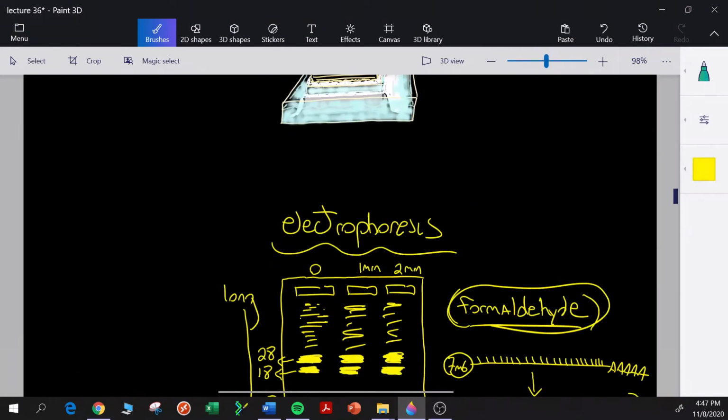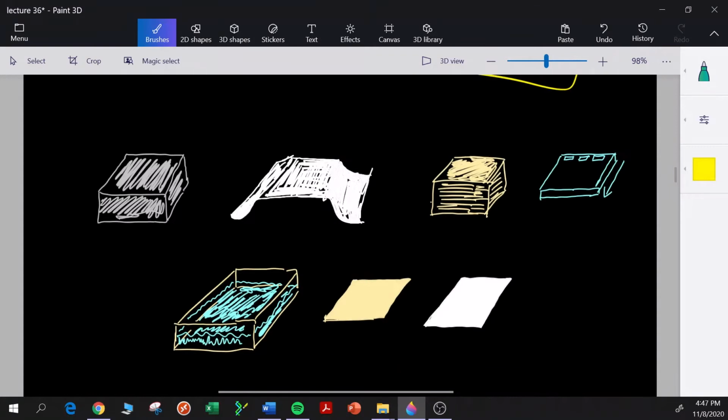So I'm going to go up here to my diagrams. So we are going to need a couple of different things. So we are going to need a tray of buffer. And the buffer, that blue stuff right there, that's going to be high salt buffer.